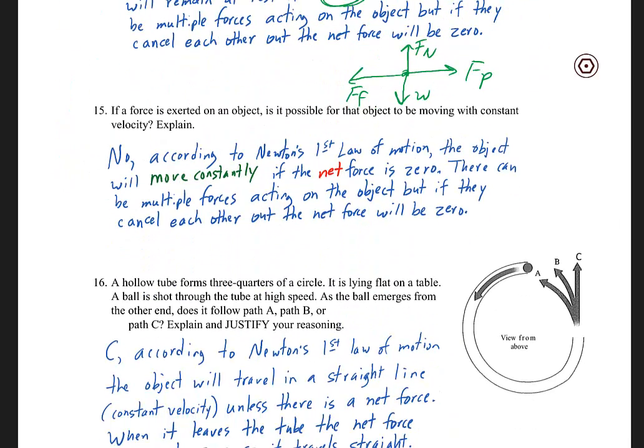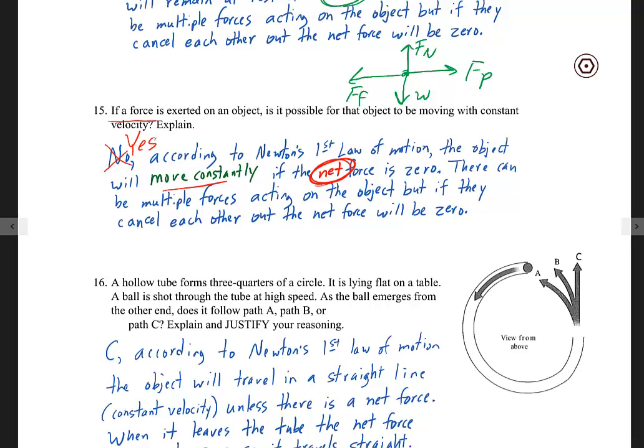Okay, so let's look at number 15. If a force is exerted on an object, is it possible for that object to be moving with a constant velocity? I'm not sure why I have no here. I'm going to change that to a yes, as my answer key shows. So yes, according to Newton's first law of motion, the object will move constantly if the net force is zero.